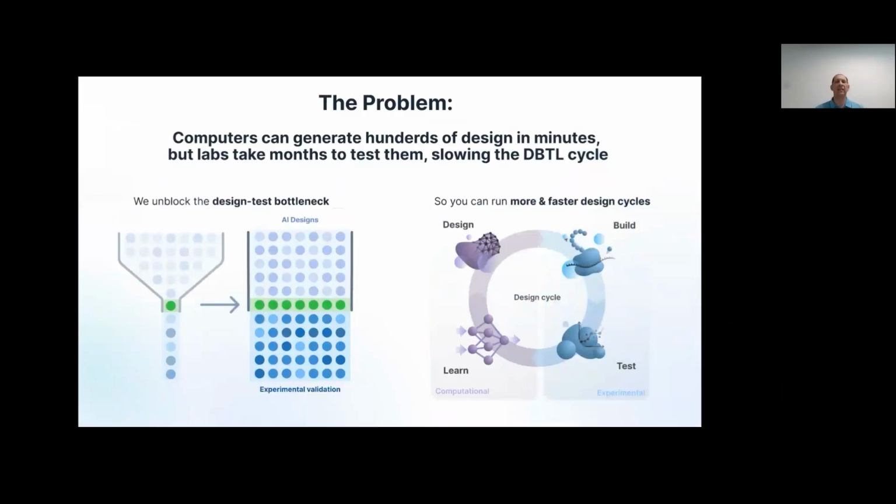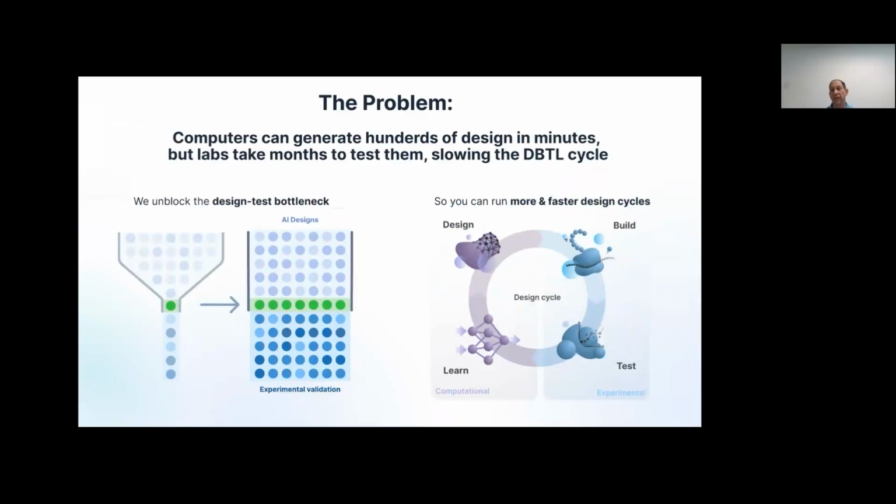So the idea is great. We will engineer biology. We just need to let computers understand how biology works, and then they can design any protein that we want for therapeutics, for diagnostics, to manufacture goods, etc. However, there is one big problem with reaching this future fast. Computers can generate hundreds of designs in minutes, but the wet lab takes months to test such a high number of designs, slowing what we call the DBTL cycle.